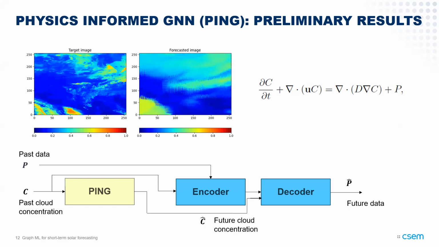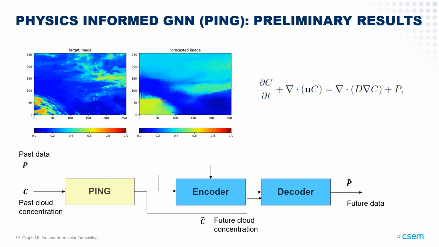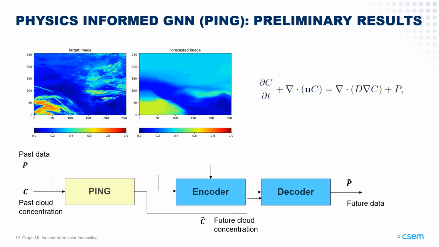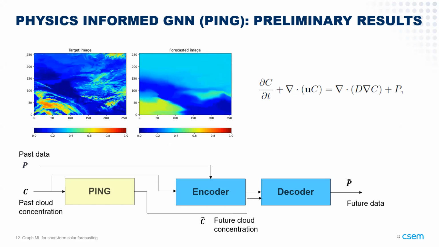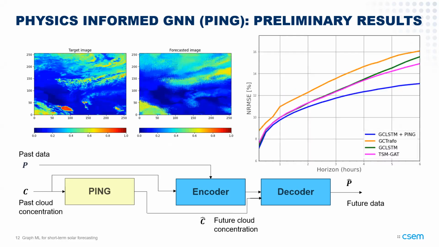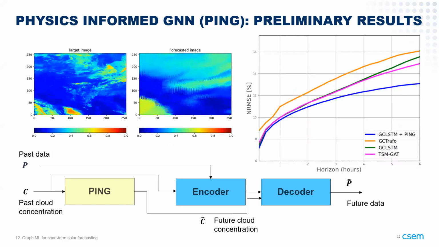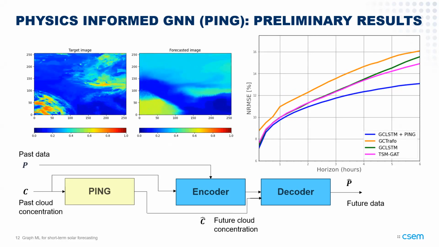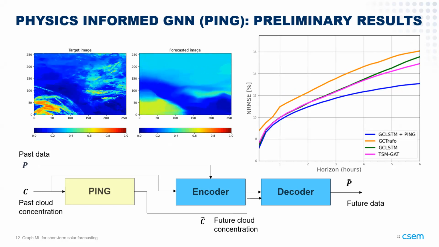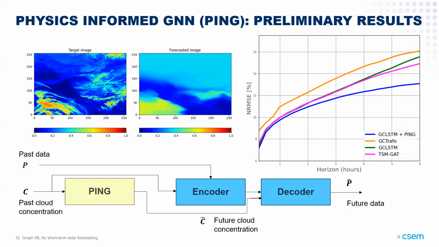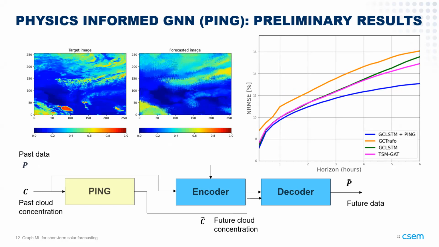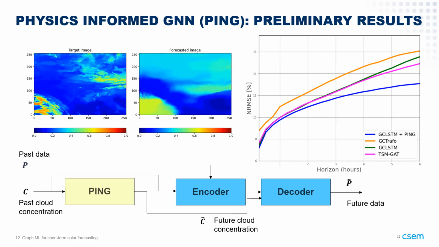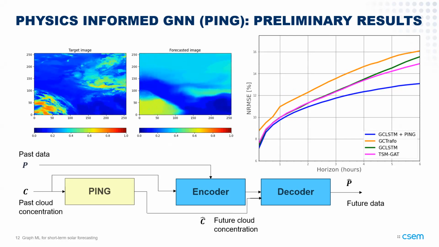And also in the decoder, we pass the future cloud concentration at the point of interest, and this produces the future data. So we've seen with this approach, the blue curve, let's say, is what we call GCLSTM plus pink, and the green curve is the result from GCLSTM. So we see some improvement from 2 hours to 6 hours ahead, and it's promising.